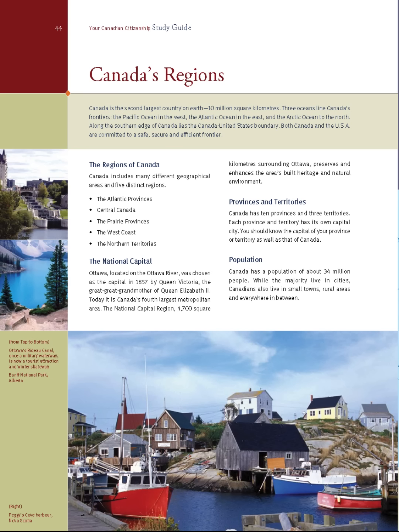Population. Canada has a population of about 34 million people. While the majority live in cities, Canadians also live in small towns, rural areas, and everywhere in between. From top to bottom: Ottawa's Rideau Canal, once a military waterway, is now a tourist attraction and winter skateway. Banff National Park, Alberta. Right: Peggy's Cove Harbour, Nova Scotia.